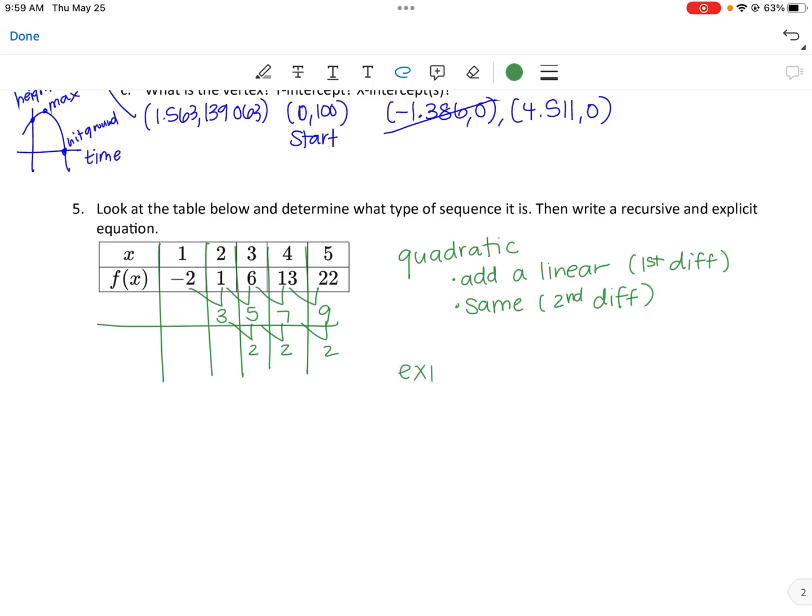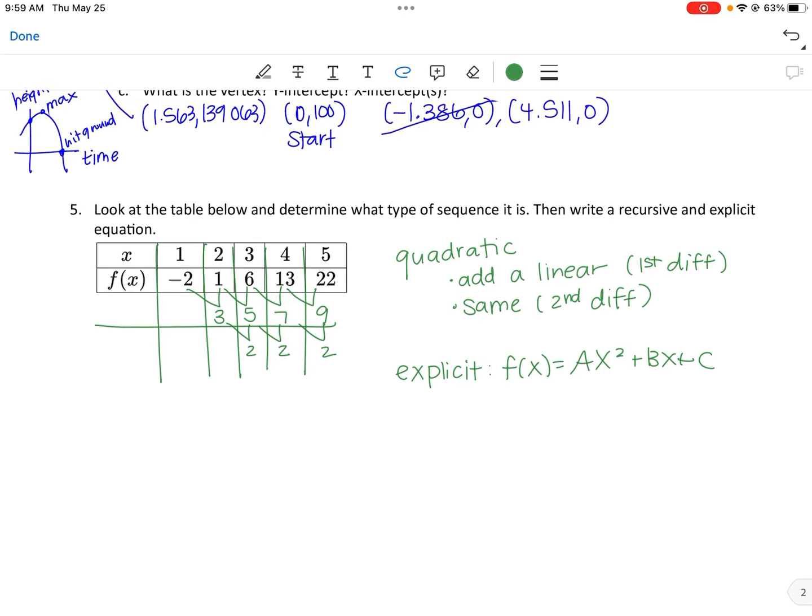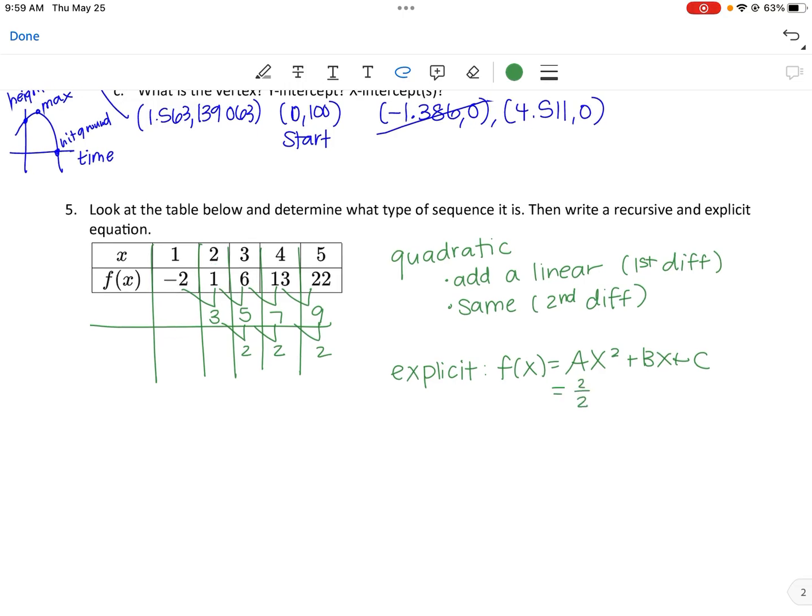Okay, so let's write an explicit equation to start with. That's f of x equals ax squared plus bx plus c. Some of these are easier to find than others. The a is the second difference divided by 2, which is 2 divided by 2, so a is 1. So we're going to have 1x squared, plus bx, which we'll find in a moment, plus c. C is the 0 term of the quadratic. If I go back in time here, 2, what plus 2 is 3? 1 plus 2 is 3.